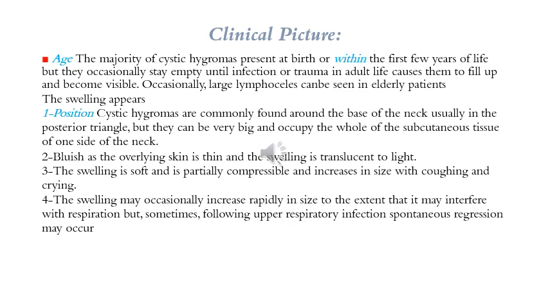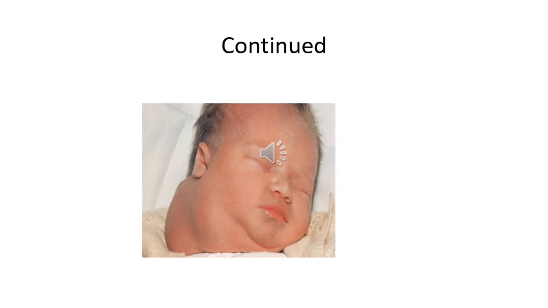Here the cystic hygroma has its site in the chest. But sometimes following an upper respiratory infection spontaneous regression might occur. Once the infection subsides, the swelling returns to its normal size. It is multiple cysts, multiloculated. This figure shows a cystic hygroma in an infant, occupying the whole lateral side of the neck.